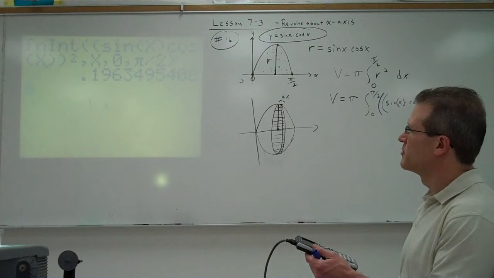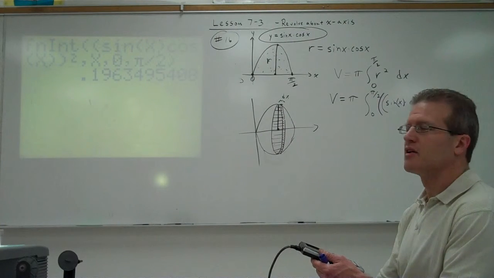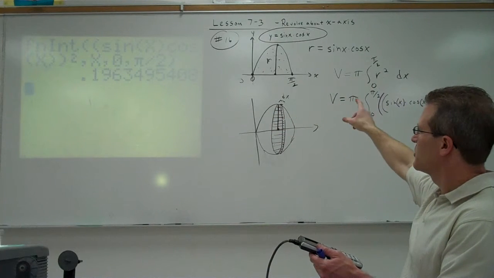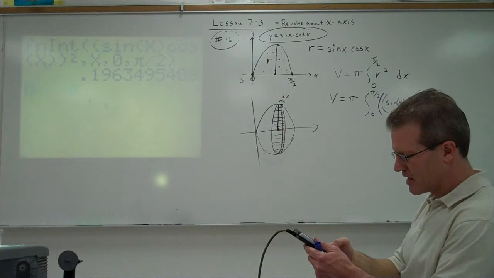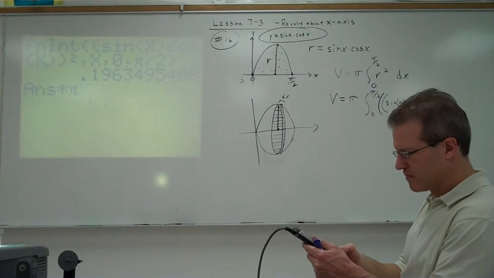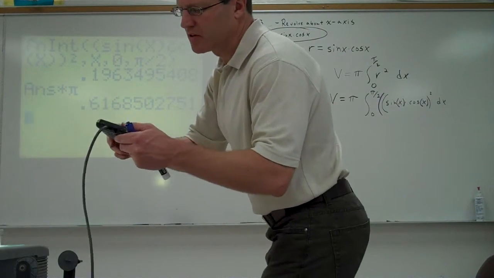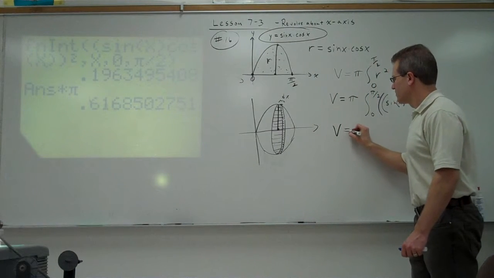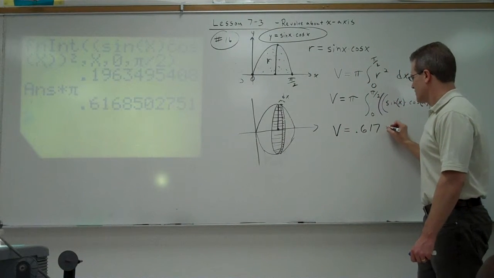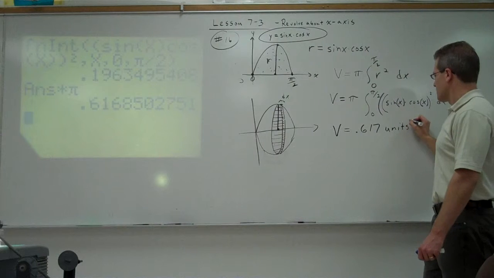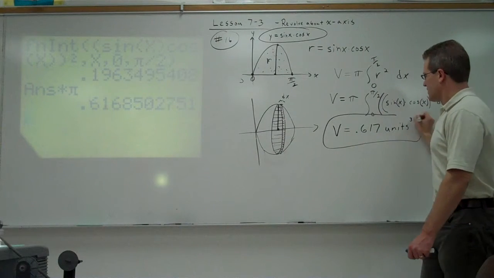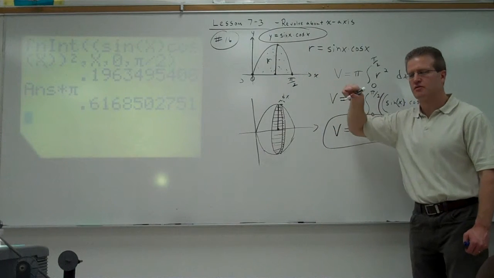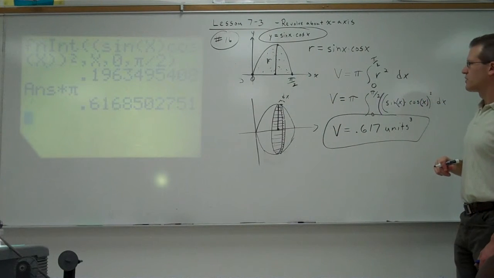So now what else do I have to remember to do at the end of this problem? Times by pi, right. So the answer, you could put 1.96 pi cubic units, or you could hit times pi, 0.617 cubic units. It's cubic units because we're doing volume. We're finding the volume. That would be the volume of that figure that's created when you rotate that around the x-axis. Any questions about that?